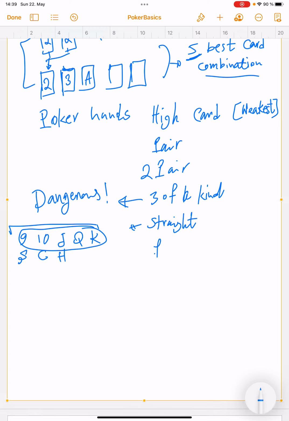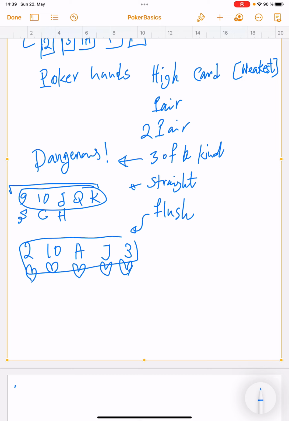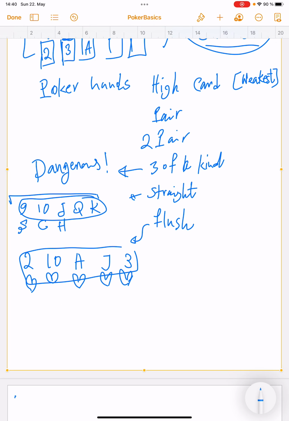After that, we have flush. And flush is when 5 cards are having the same suit. For example, you have deuce, 10, ace, jack, and, I don't know, like 3. And all these 5 cards are in hearts. So this combination is a flush. So the combination which you are having with your hand plus the background, you need to remove 2 cards and make the best combination with this table that we are discussing right now.